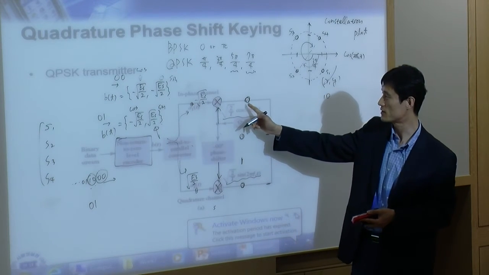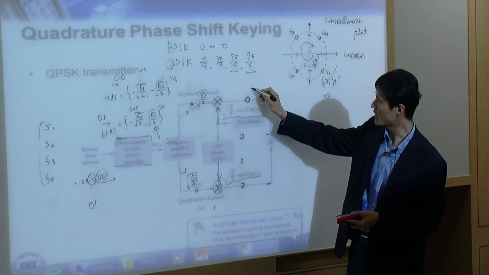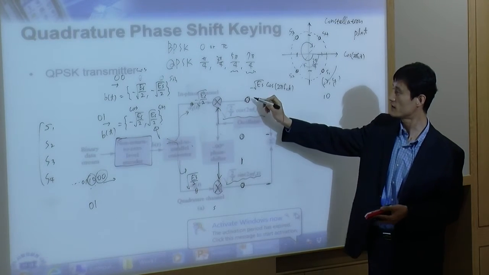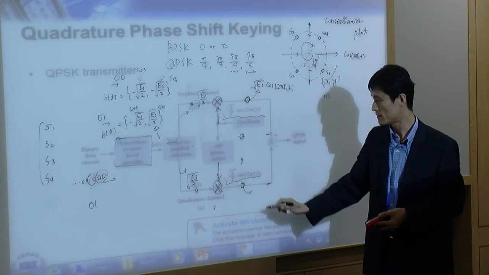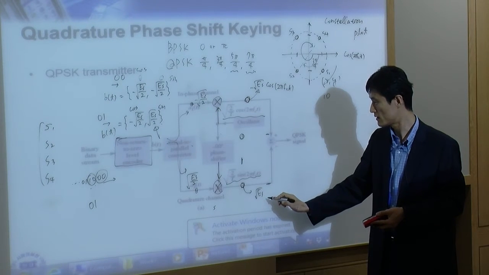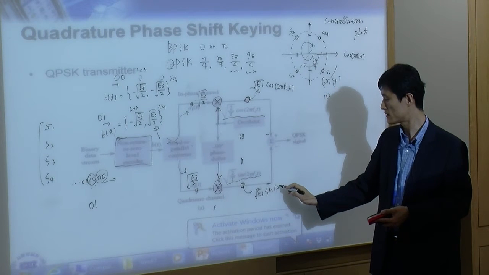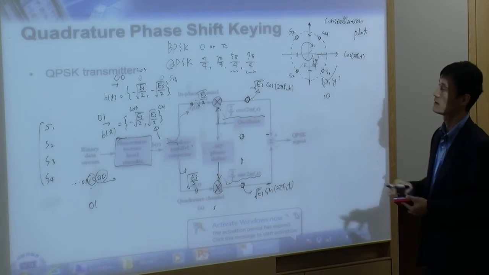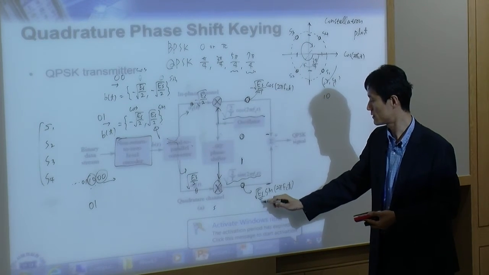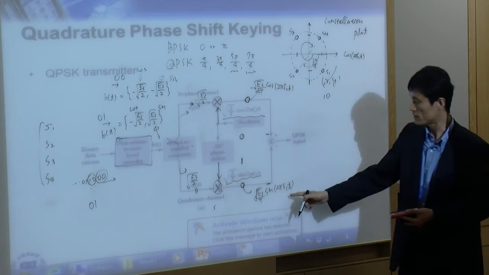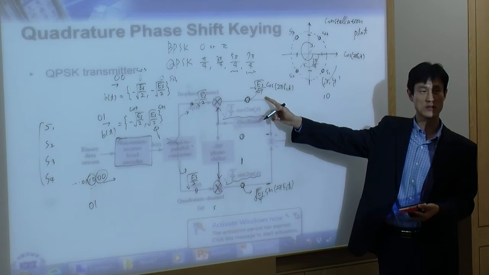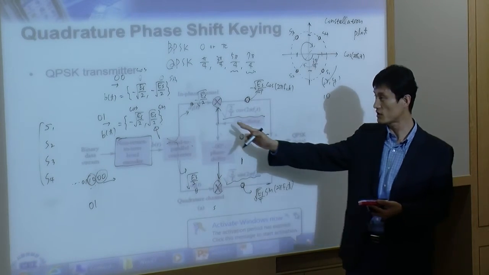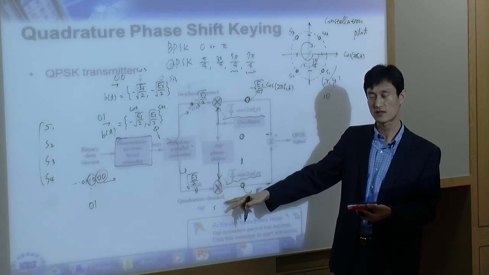Then what's going to be the output? When you multiply by the cosine carrier right here, your output is going to be this. Same way here, you're going to get sine. So you're going to have a cosine component here and a sine component here. Remember that you multiply by the cosine carrier here and the sine carrier there.